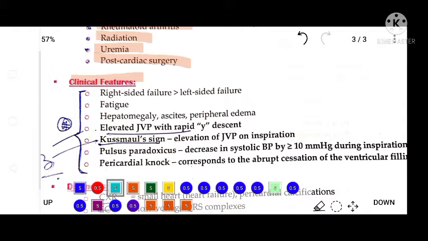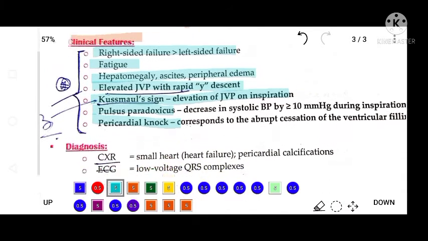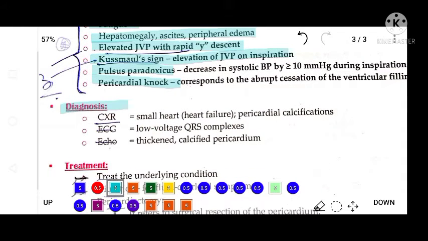Regarding the clinical features of this disease, right-sided constrictive pericarditis is more common than left-sided. The patient will feel fatigue, with hepatomegaly, ascites, and peripheral edema. Elevated JVP will be there, with Kussmaul's sign, which is elevated JVP on inspiration, with pulsus paradoxus, and a pericardial knock will be there. Diagnosis will be on the basis of chest X-ray, ECG, and echo.